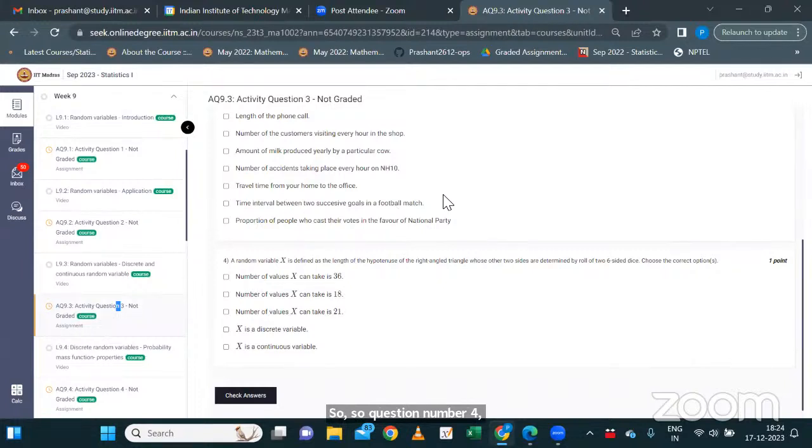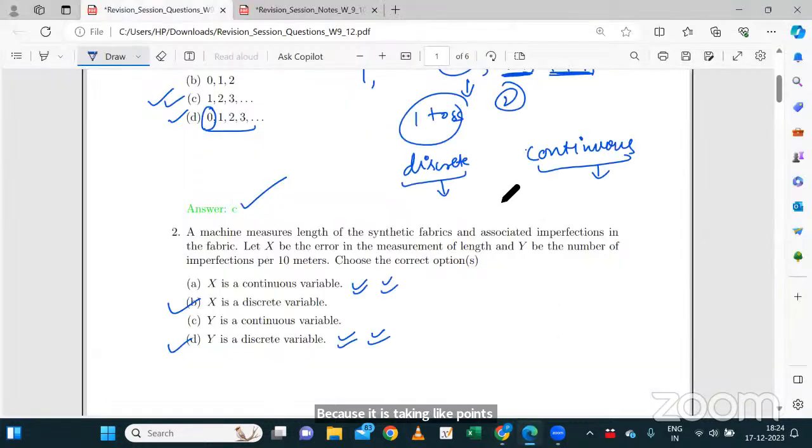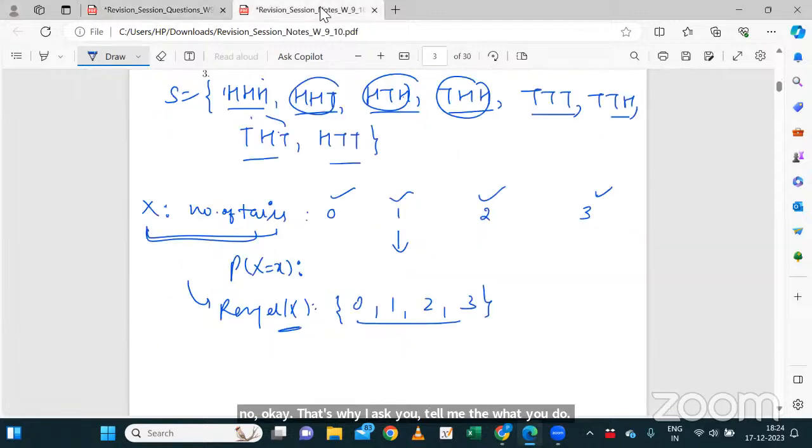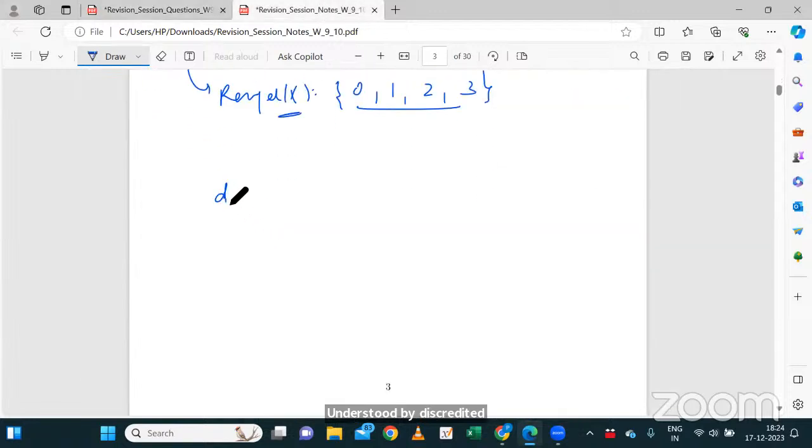Can't we say the answer is discrete, but can't we also say this is continuous? Because it is taking points, like values. That's why I ask you: tell me what you understood by discrete and continuous. If discrete means it's always an integer. First of all, discrete doesn't mean always integer.